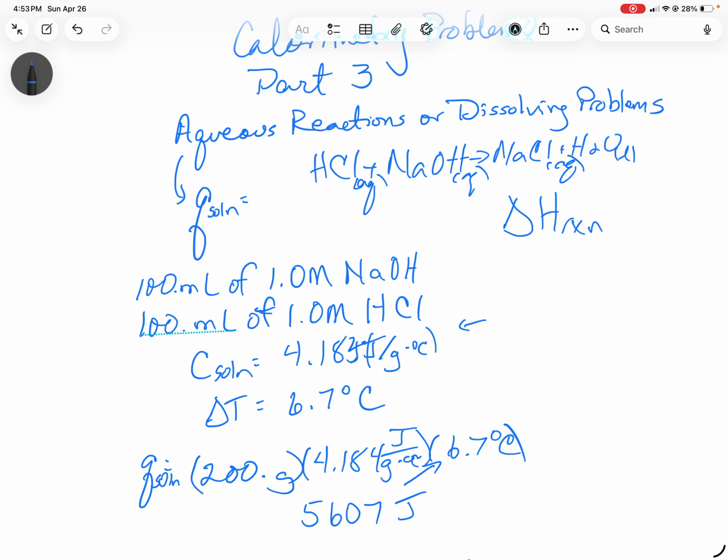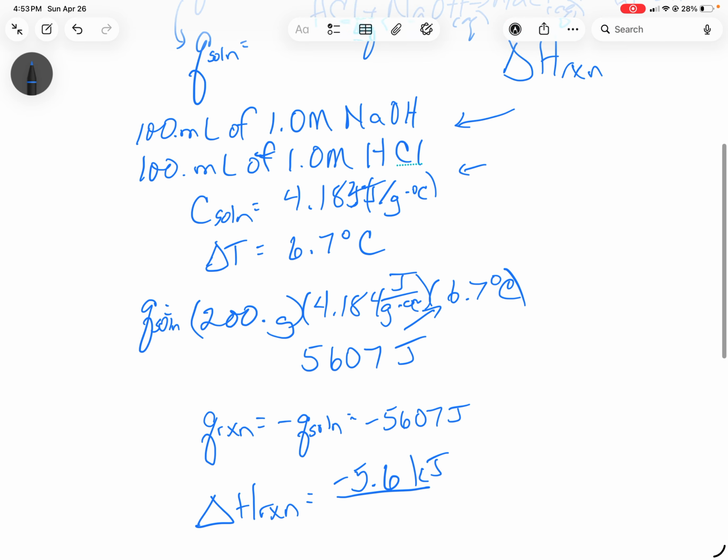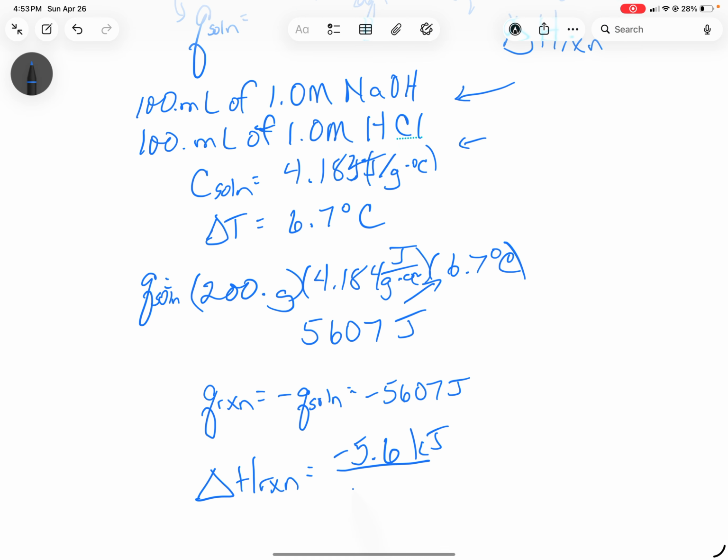Remember, the delta H out here to the side is for 1 mole of HCl, 1 mole of sodium hydroxide, 1 mole of sodium chloride, 1 mole of water. If I had a limiting reactant, I'd go with the moles of the limiting reactant. I don't. These are the same. So I can just divide by 0.1 moles, and that comes out to negative 56 kilojoules per mole.